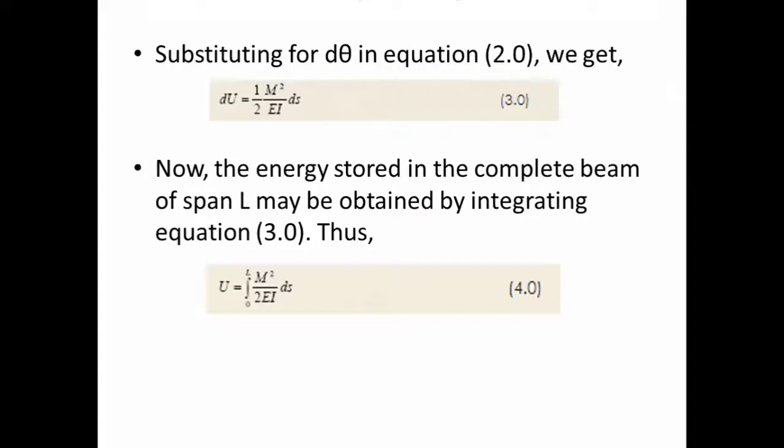Now you integrate this equation and you will get the strain energy stored in the beam of length L due to bending. So it is the integration of M square ds upon 2 EI. So this is the derivation. That's it. Very simple.